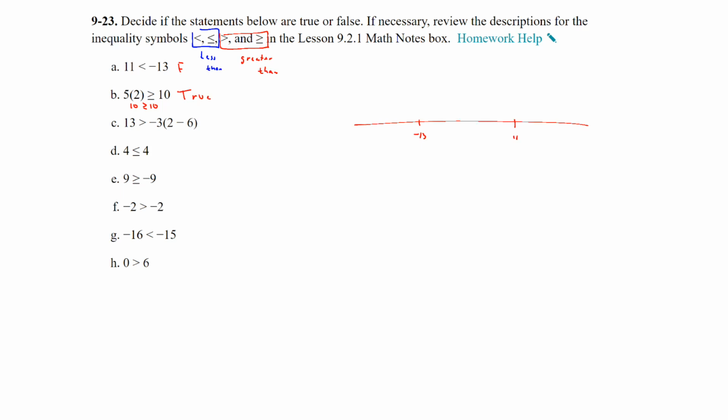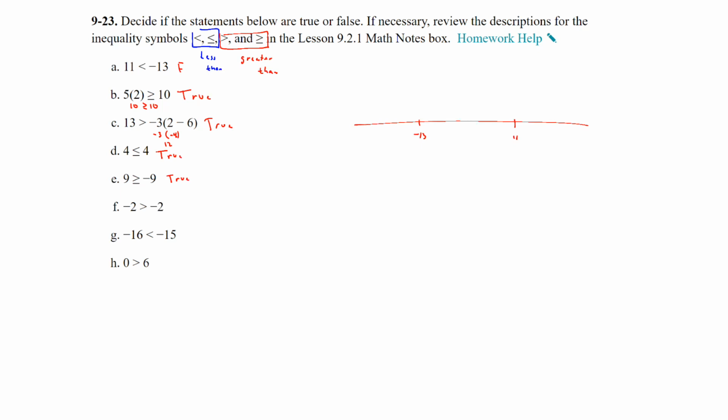On C, if you simplify this, this would be negative 3 times negative 4, which is 12. So is 13 greater than 12? That is true. On D, we have 4 less than or equal to 4. That is true. It is equal to. 9 greater than or equal to negative 9. That is true. It is greater than.